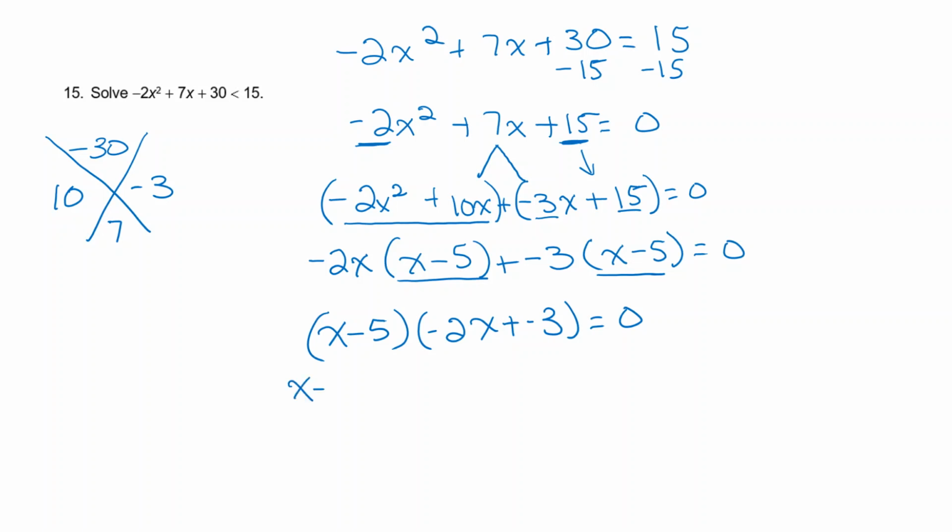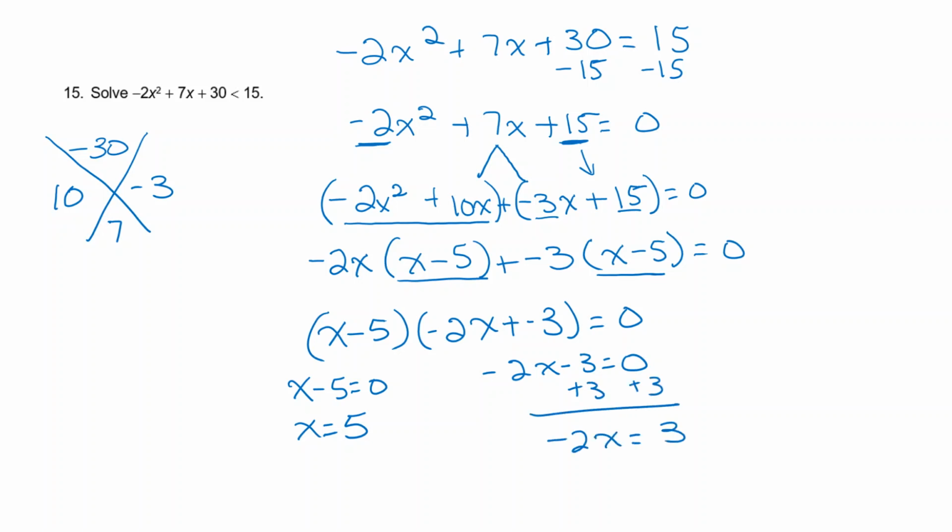So either x minus 5 equals 0 or negative 2x minus 3 equals 0. So we know that x is going to equal 5, and let's add 3 to both sides here. So we have negative 2x equals 3. Divide both sides by negative 2. We have x equals negative 3 over 2. All right, so those are our key points.